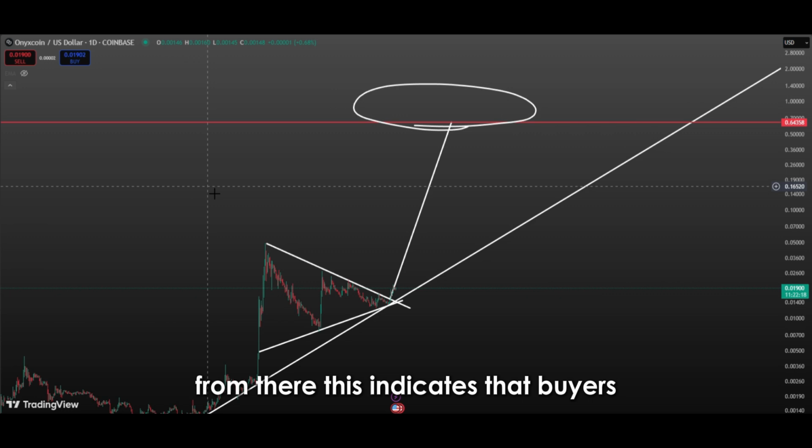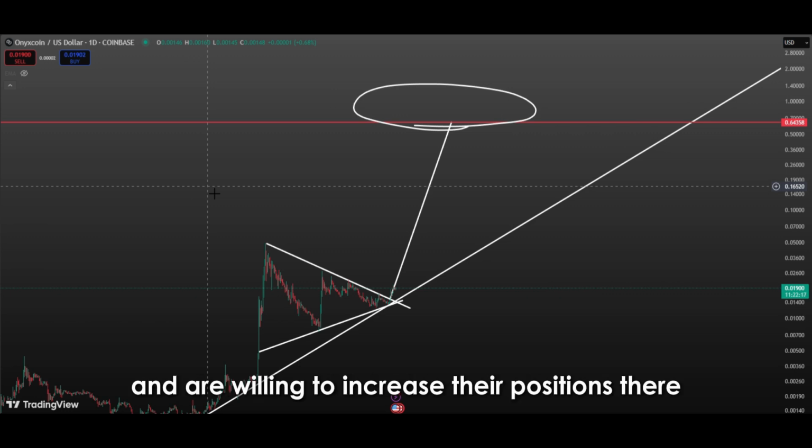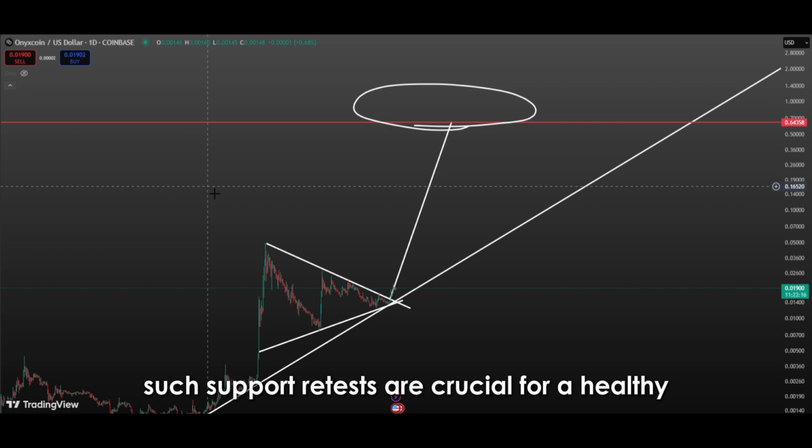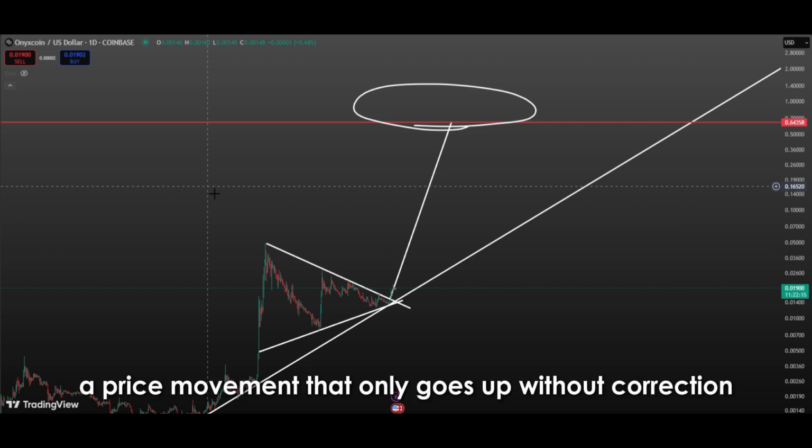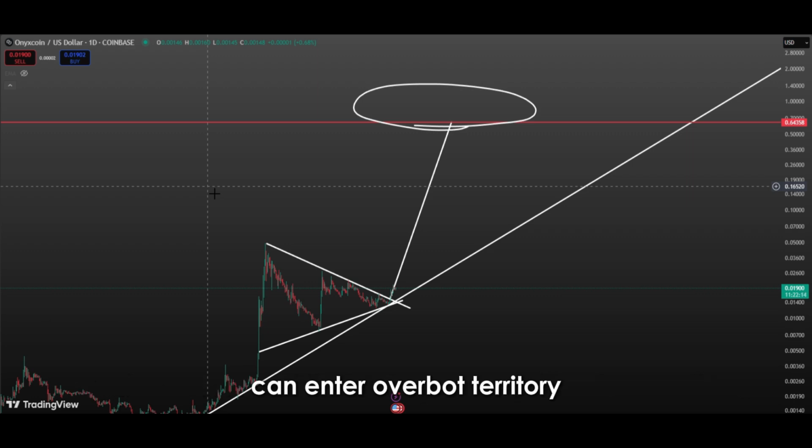This indicates that buyers now view this level as a safe zone and are willing to increase their positions there. Such support retests are crucial for a healthy continuation of the uptrend. A price movement that only goes up without correction can enter overbought territory and face increased risk of a pullback. However, with support retests, the upward movement is built on a firmer foundation.